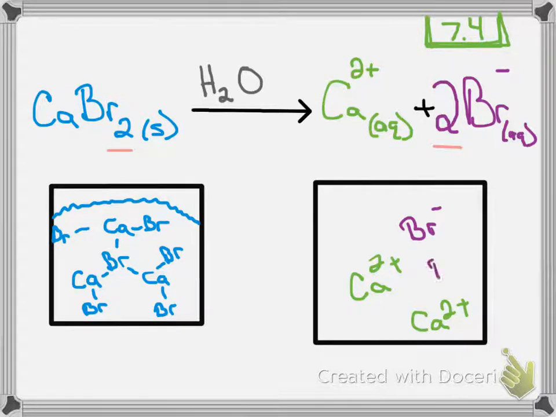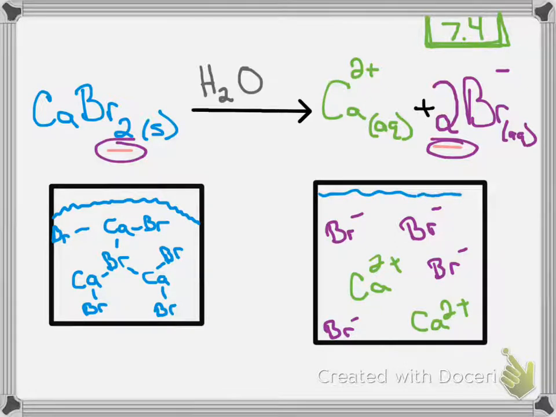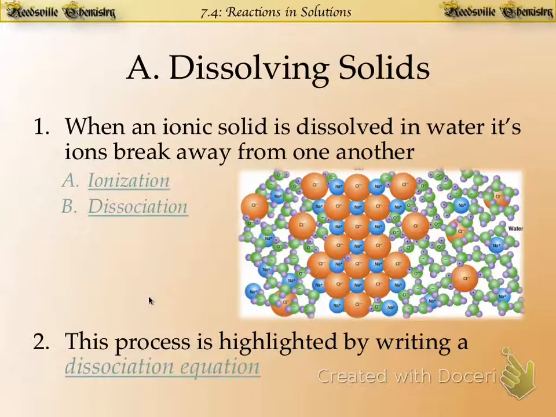But one thing to note is that there needs to be twice as many bromines as there are calciums because of the stoichiometry involved, because of the coefficients in the chemical equation. So now when this stuff is sitting here dissolved in the water, we actually have an image that looks more like this one than the one on the left.